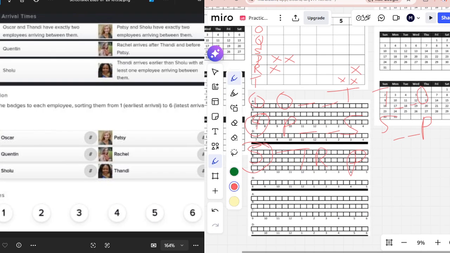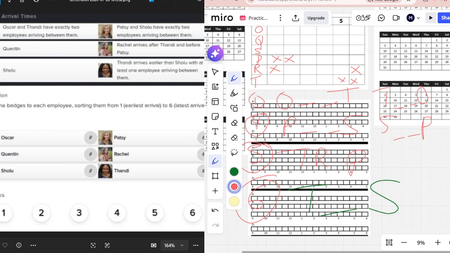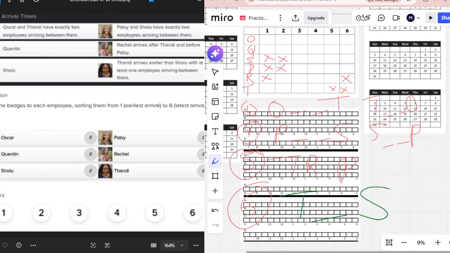Then the 6th one, they said Tandy arrives earlier than Sholu, with at least one employee arriving between them. So if we have Tandy, we have something in between, and Sholu. So that tells me that Sholu cannot be the first, neither can he be the second, because it has 2 before it, and that is beautiful. So now let's just go ahead in arranging it again.